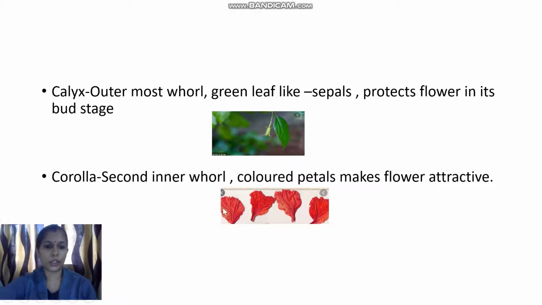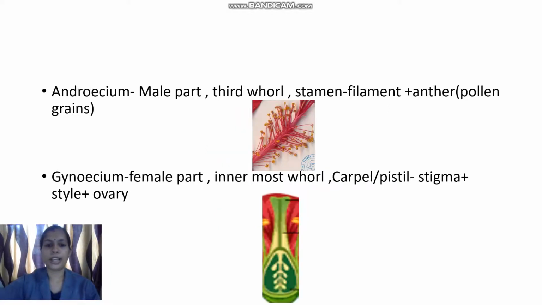Next it is about the corolla, the second inner wall. It is the colored part and each unit is called a petal, and it makes the flower attractive. Its function is also to cover the essential parts of the flower. Next, androecium. Androecium is the male part of the flower. It is the third wall of the flower. You can see here these are what? The stamen, a filament, and then the anther. Filament is that small tube-like structure. Over that, a yellow colored thing, that is called as what? Anther. Anther contains what? Pollen grains. These anthers are responsible for what? Pollination.